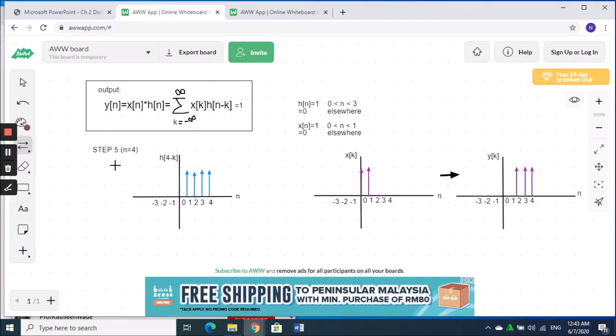Next is step 5, where n equal to 4. The impulse response will be h[4 minus k]. So it will move forward until 4, and then the input will be the same. So it will combine and get output at 1. Okay, so the output will be 1, sorry.